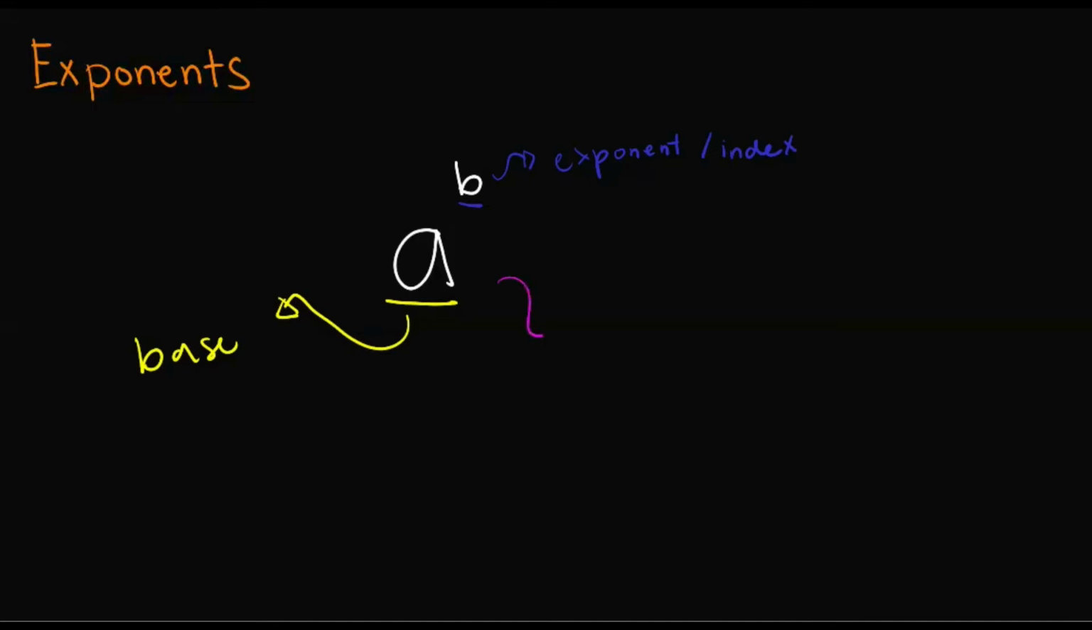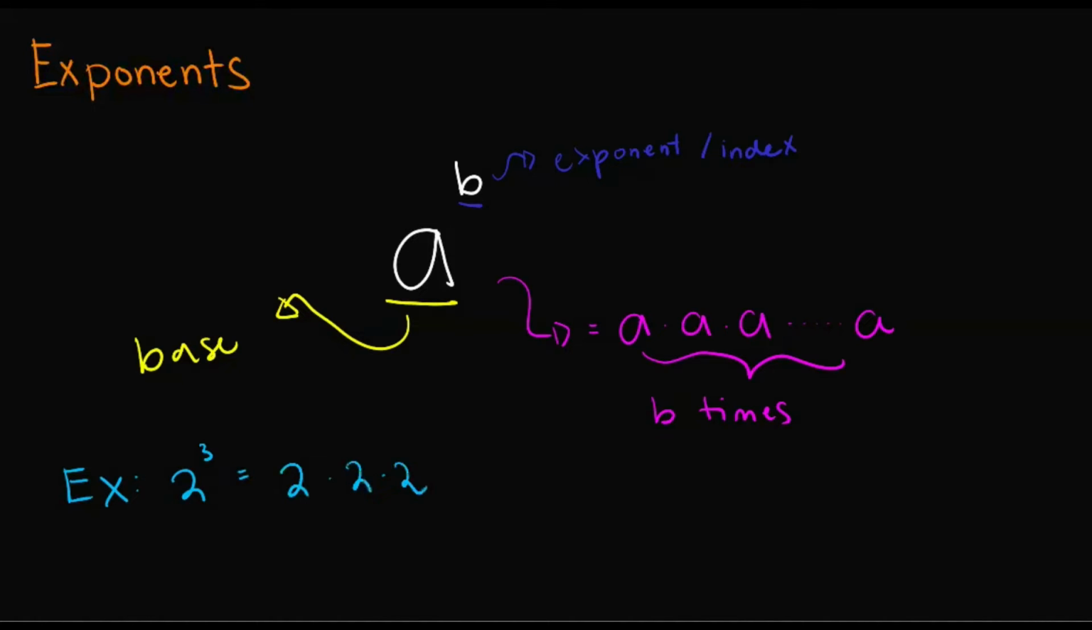So for this one would look like a times a times a times a, wherein we multiply this b times. So that is how we represent it. So as an example, if we have 2 raised to 3, this one would become 2 times 2 times 2, since we multiplied 2 3 times, and this one is simply 8. And so that is how exponents work.